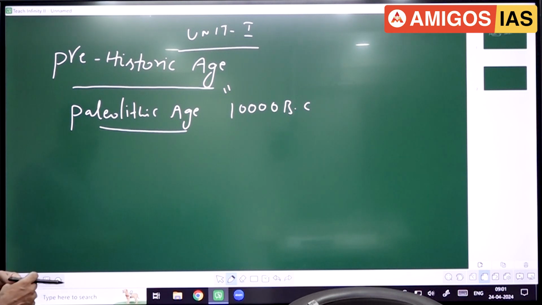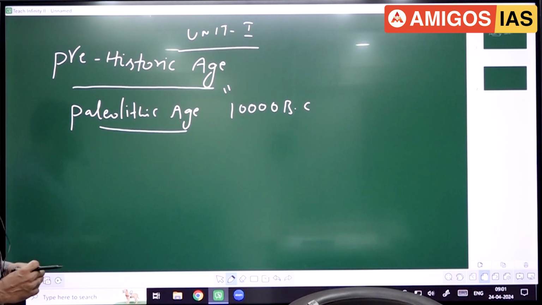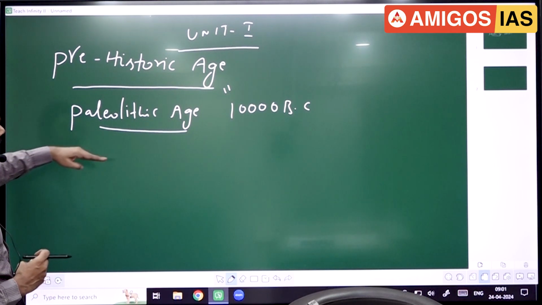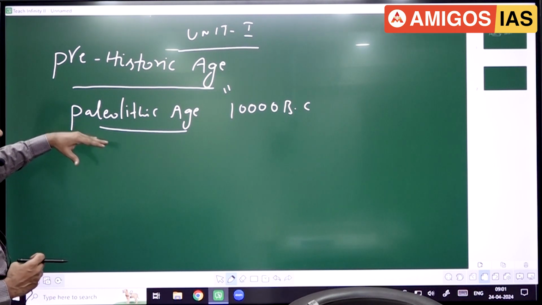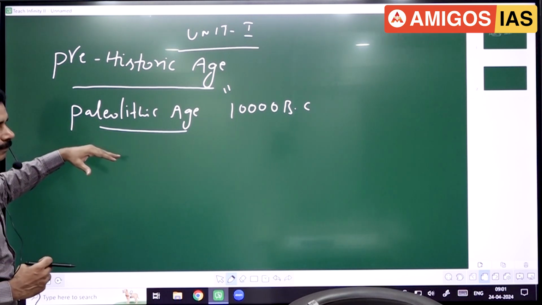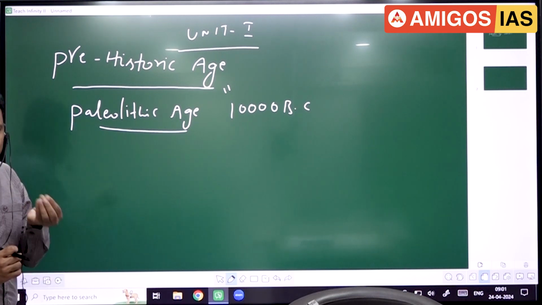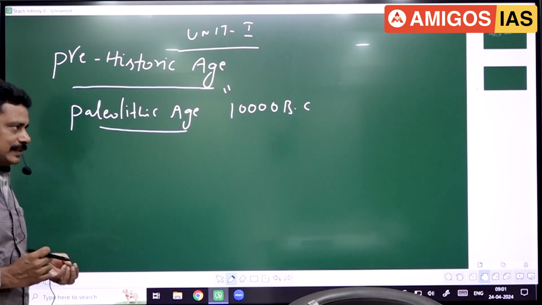This Paleolithic age has again been subdivided into three stages by the archaeologists. During the entire Paleolithic age, the tools or implements made by the people here appear to be quite similar, with little variations, with little changes.